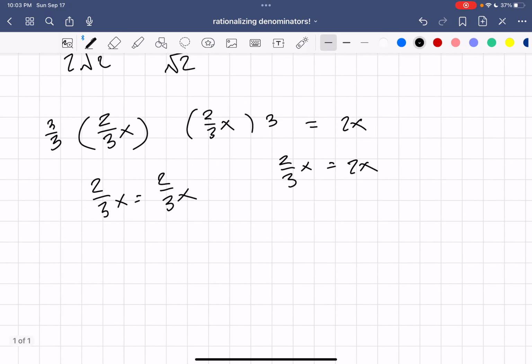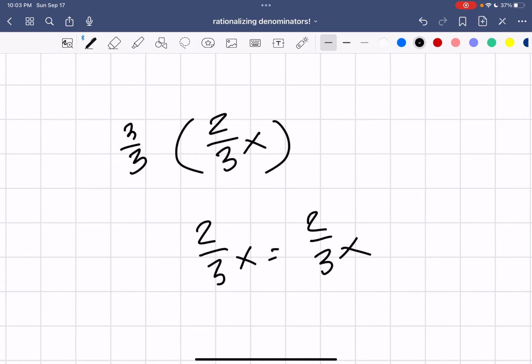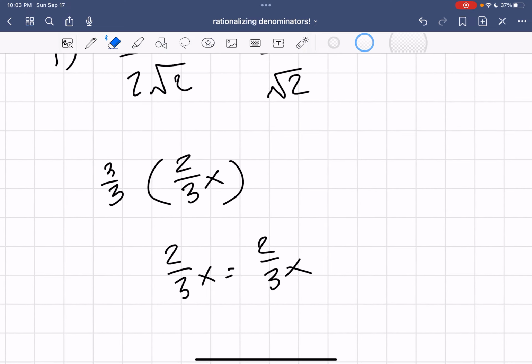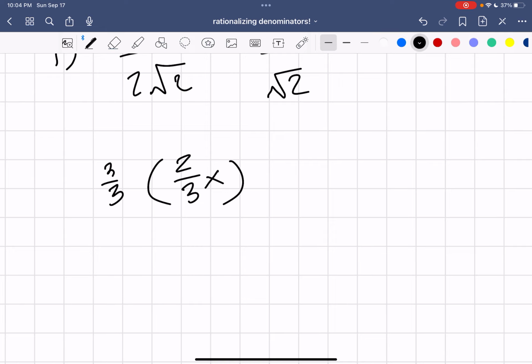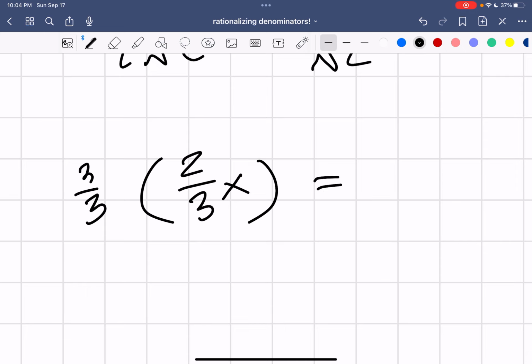Like, if you're solving an equation, then you could multiply by 3, but if you're simplifying an expression, you can't. I think that was a useless rant that I just went on, and you guys didn't need to know that, but who cares?